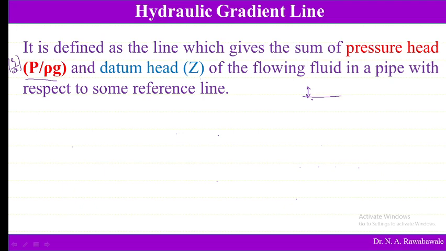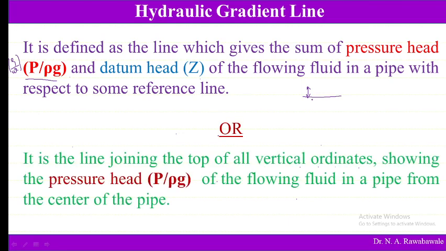Or this is also defined as the line joining the endpoints of ordinates showing pressure head and the datum head. So the sum of datum head and pressure head. Here the sum is not given, the reason being that the reference line which is taken here, from that point itself the pressure head is measured, so datum is considered as 0. So the center of pipe is taken as the datum, therefore Z is not added, so P divided by rho g plus Z, where Z becomes 0 if we take the center of pipe as the datum line.